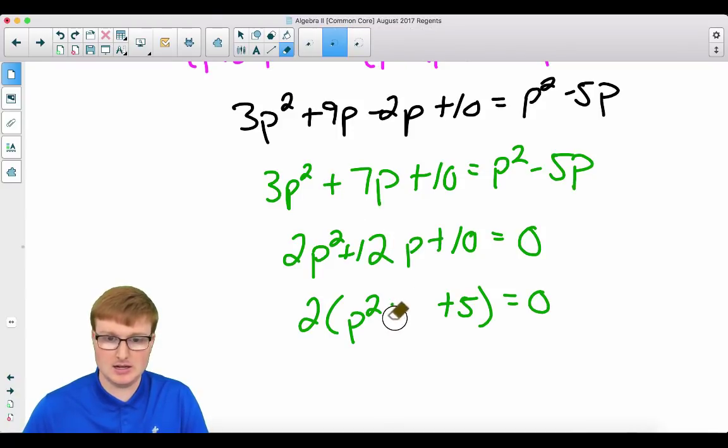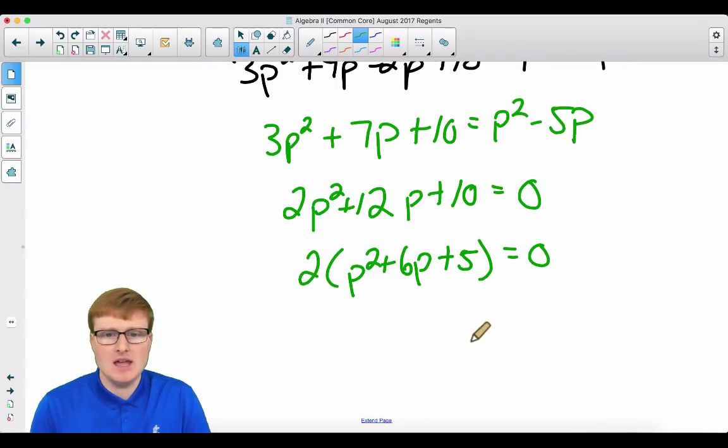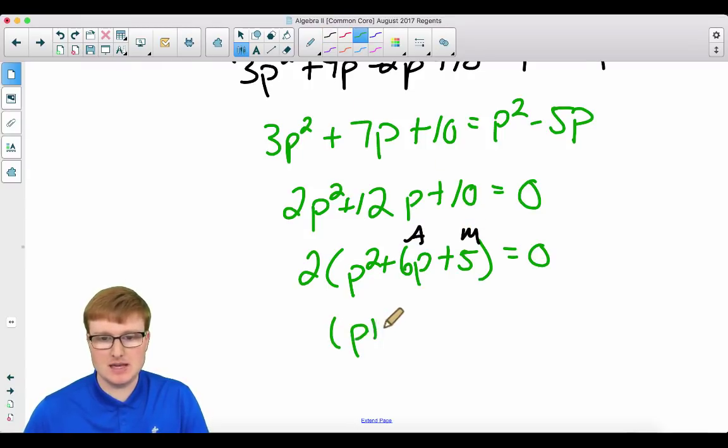And this over here should just be a 6p. All right, good. Everything else is good. Sorry about that. Now, we are going to perform some factoring. What adds to positive 6 and multiplies to give you positive 5? That's just going to be p plus 5, p plus 1.